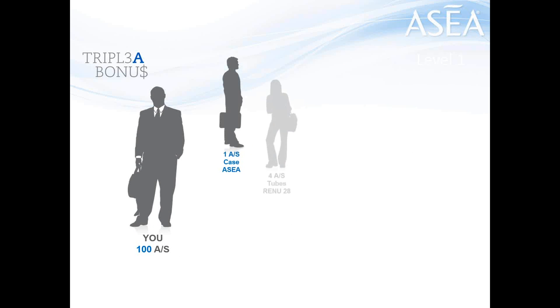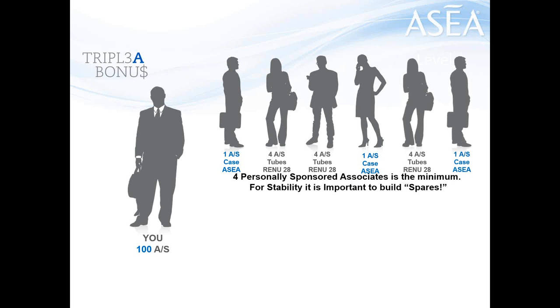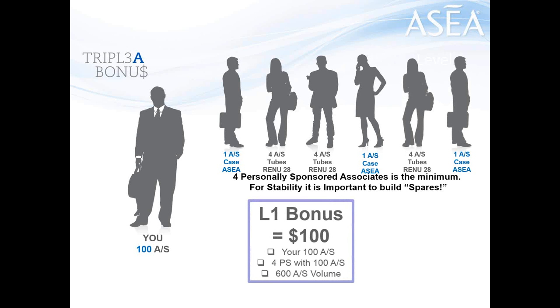All right, and let's take a look here at this scenario or example. Let's say you had some people here on auto ship with ASEA, some people doing the 4 tubes of Renew. Okay. What you want to do is you want to have spares. So in this case, let's say you had an additional person with 4 tubes of Renew and 1 case of ASEA. In this scenario, you've got your personal requirement, you've got your 4 personals, and because you enrolled 2 more people who were doing either 4 tubes of Renew 28 or a case of ASEA, that would make up your 600 of auto ship volume as well. Okay, so again, a few different methods to get there.